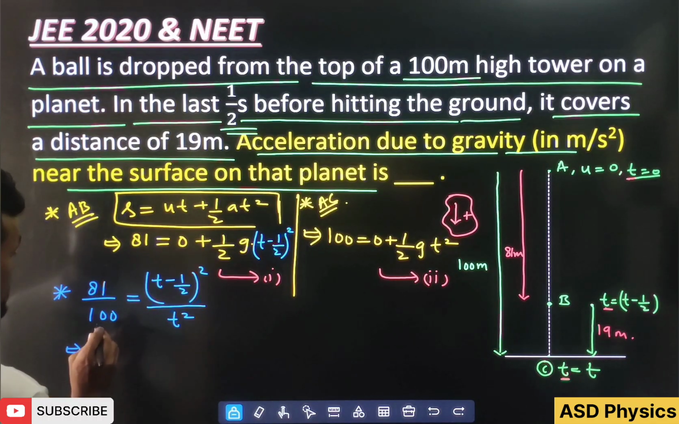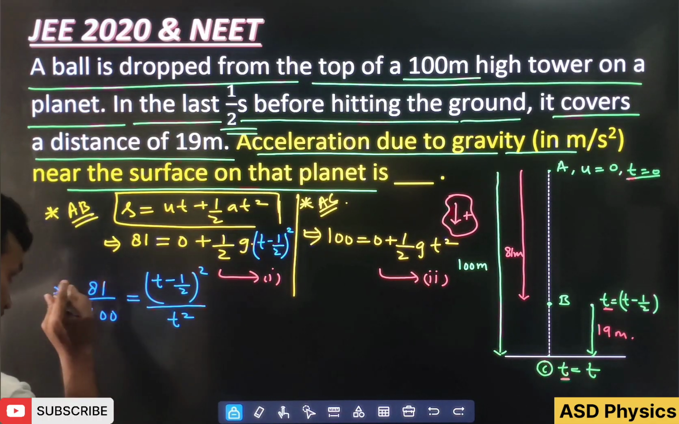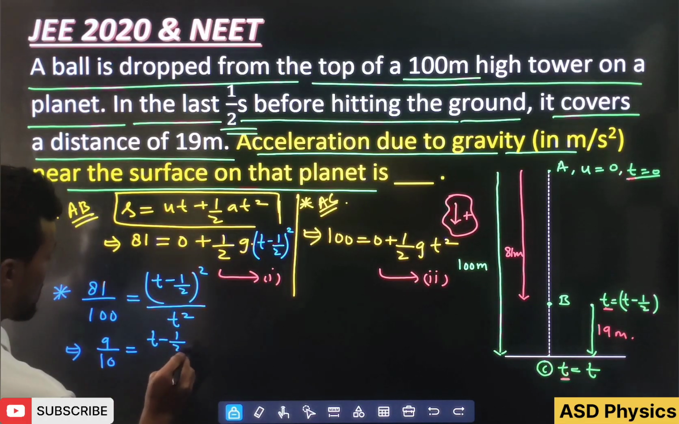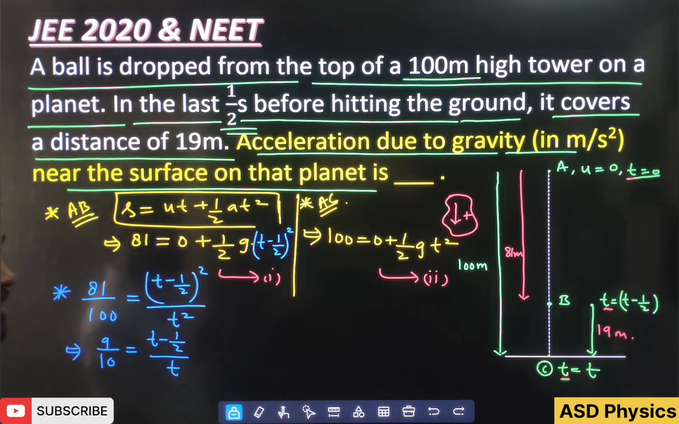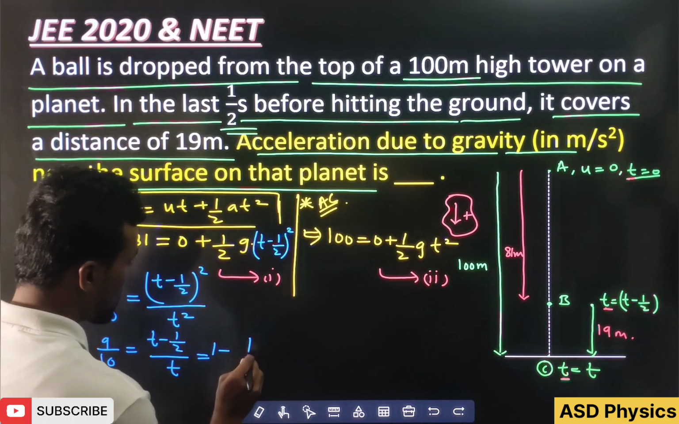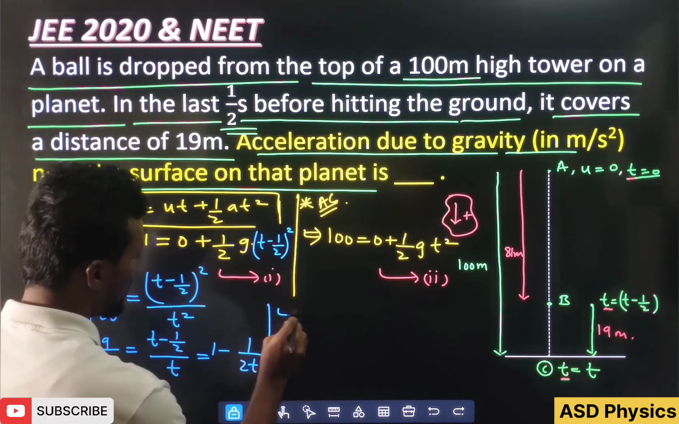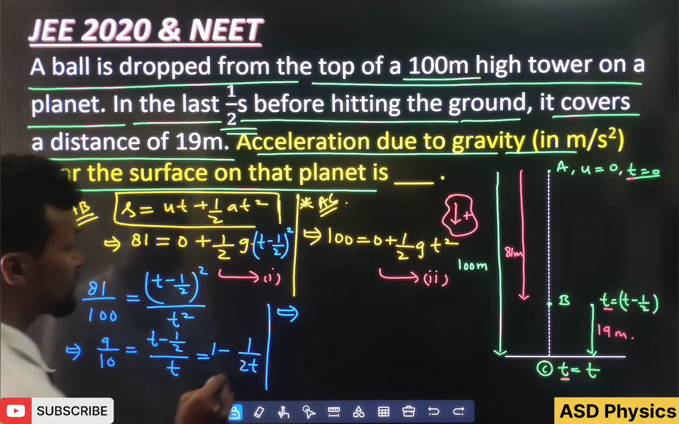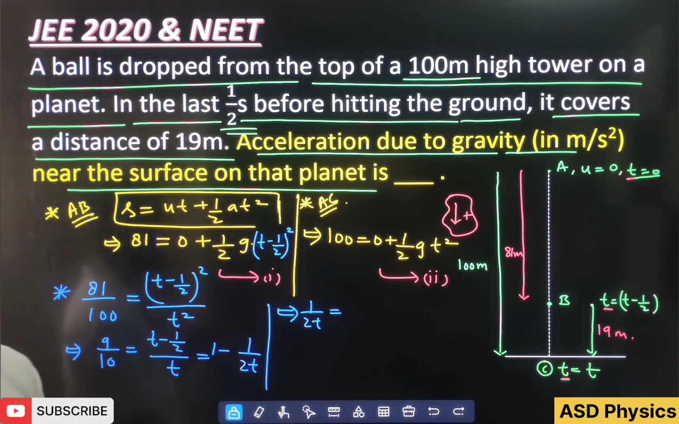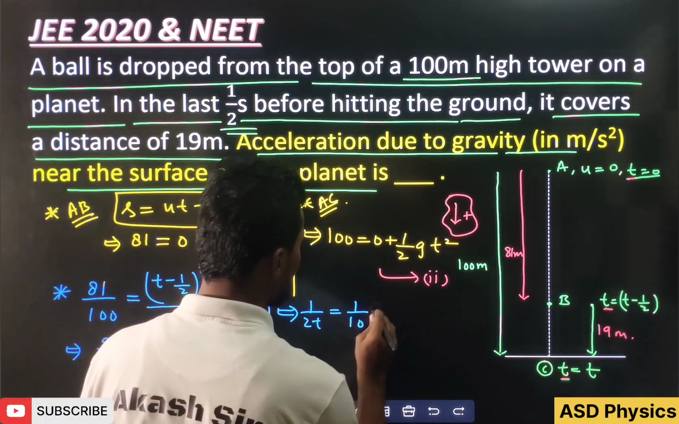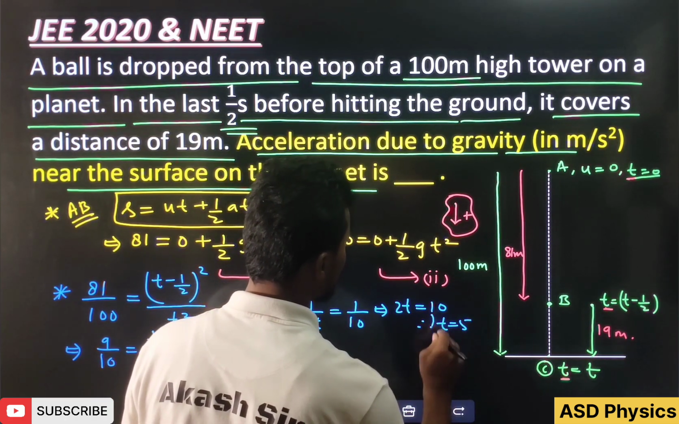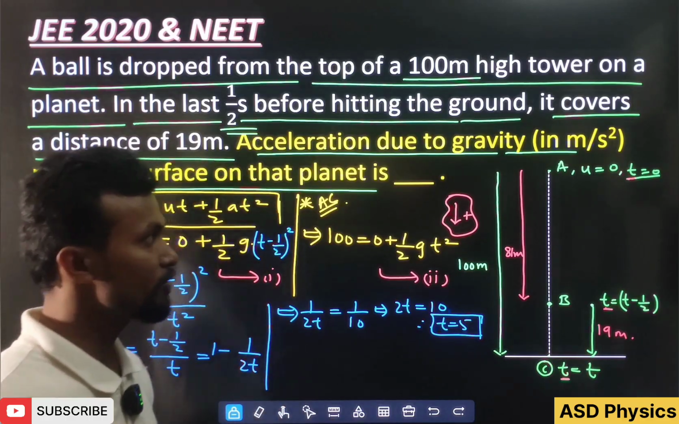So what will happen here? Can you see, students? 81 by 100, take the square root this side, so it will become what? 9 by 10 is equal to, see here, students, t minus half by t, correct na? Because square and square is there. Then t by t means 1 minus 1 by 2t, is it? Now after that, it will become 1 by 2t is equal to 1 minus 9 by 10, that means 1 by 10. So we can tell 2t equal to 10, and hence t is coming 5. T is coming 5 seconds, is it?